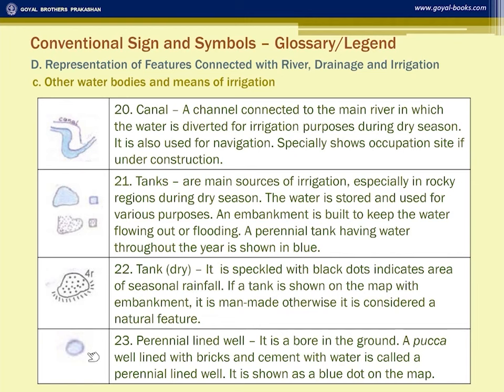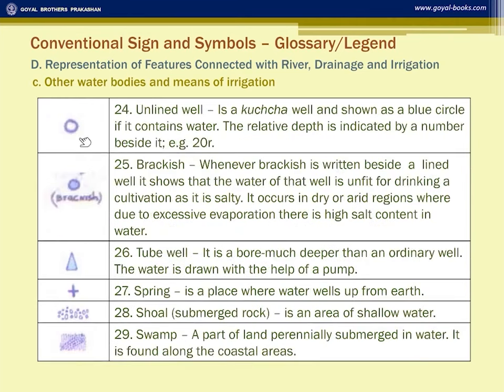Then you have these perennial lined wells in blue. It shows that it is a bore in the ground, a pakka well lined with bricks and cement, which has water throughout the year. Perennial means the water throughout the year. Then you have unlined well, which is a dry well.